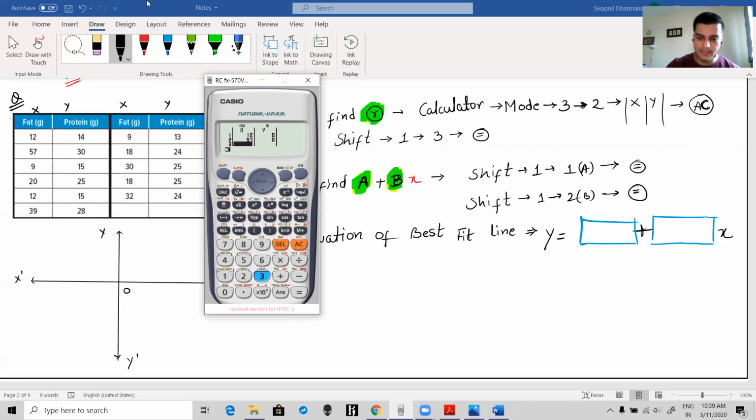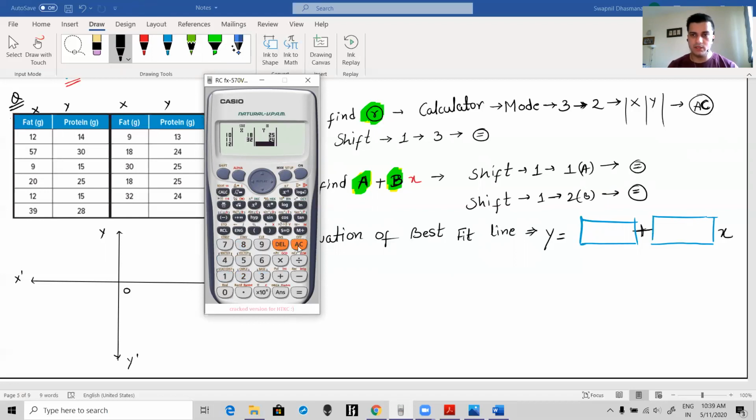So 57, that's 9, 20, 12, 39, 9, 18, 30. Once you put all these values in, it can be tiring sometimes, but trust me, once you're done, your life will be extremely simple in case of linear regression at least. Now let's put in the y values, which is protein: 40, 30, 15, 25, 15, 28, 13, 24, 25, 25, 24. As you can see, both the counts are equal, 11 and 11.